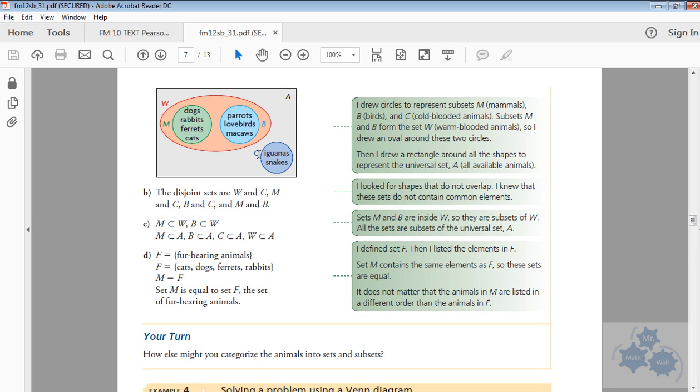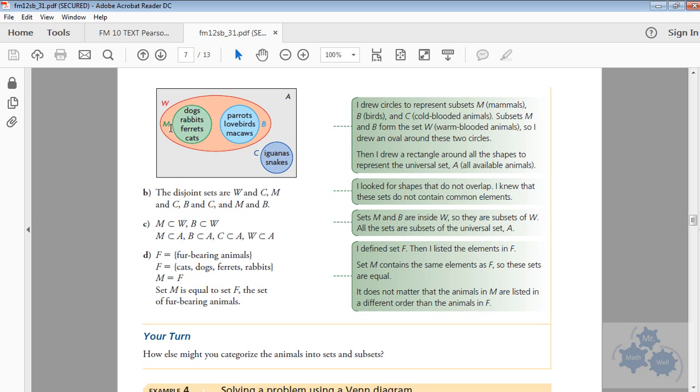So disjoint sets. W and C would be disjoint. They're totally separate. M and B would be disjoint as well, B and C, M and C, and so on, right? All the ones that don't have any overlap.